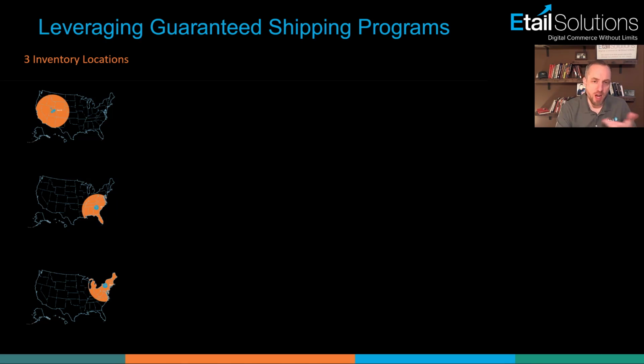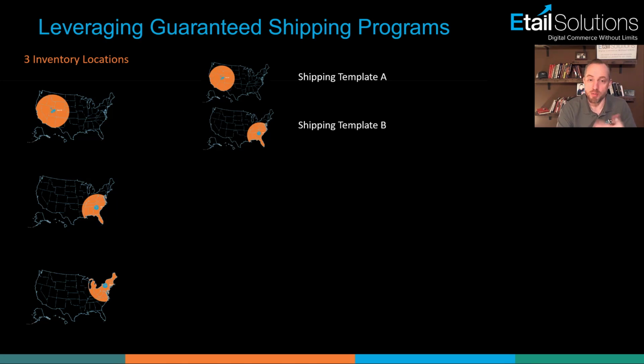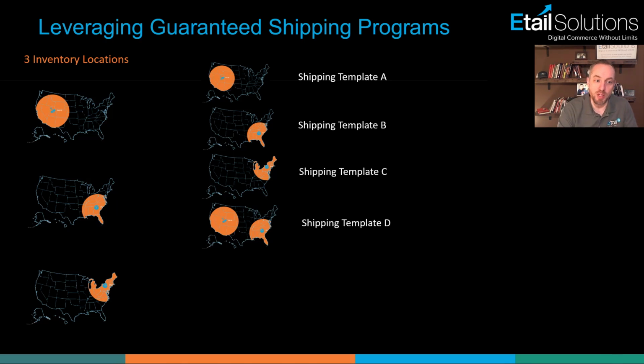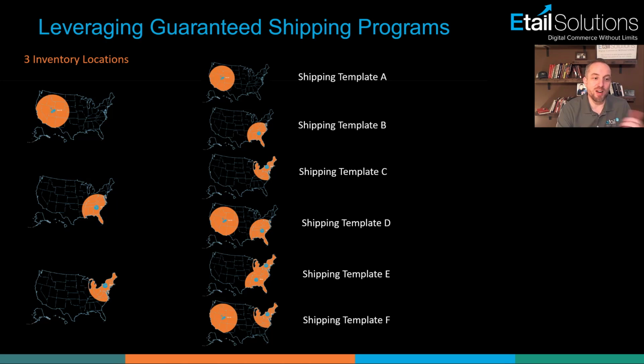So when you look at the different combinations, just having 3 inventory locations can mean 6 different possible combinations. You've got shipping template A, which might be just your West Coast. Shipping template B is your Southeast. C is your Northeast. Then you've got the combinations of these. Shipping template D is West Coast and Southeast. E is going to be your Southeast and Northeast.